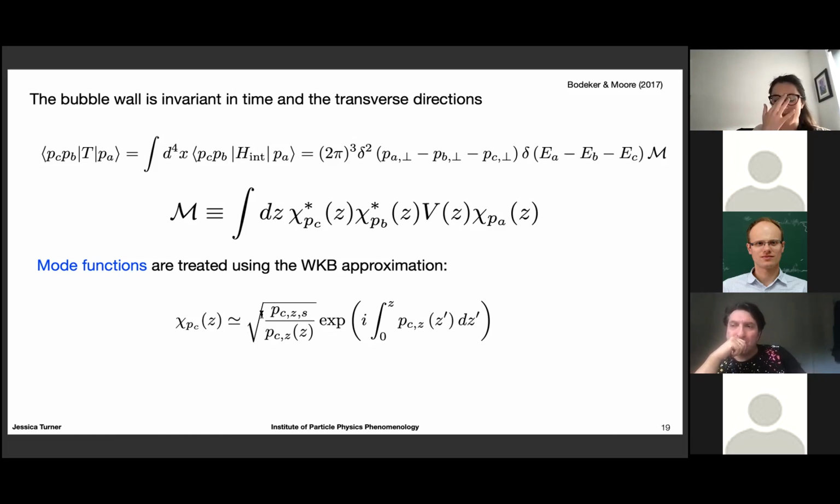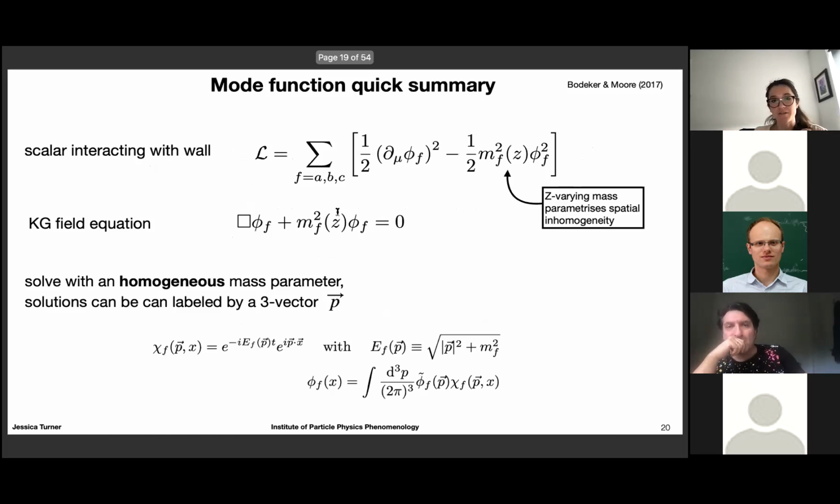So this very much looks like wave functions for one-dimensional quantum mechanics, where you have a potential, and you can have wave functions propagating to the left and to the right, and that's essentially what this is. And these mode functions essentially encapsulate the fact that the bubble creates an inhomogeneous background for the particles. So just a very quick summary about where these come from.